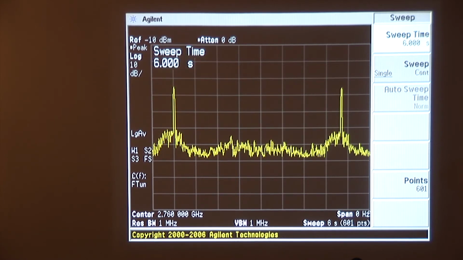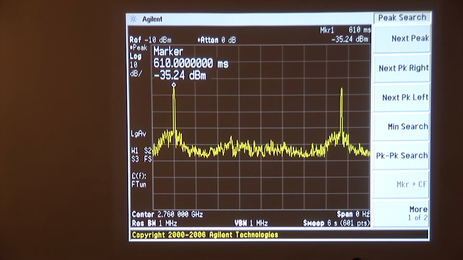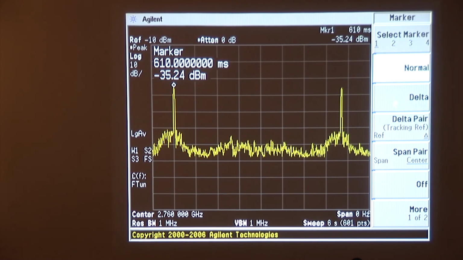Now we'll get its rotation time so that we can note it in our measurement notes, and for that we turn on a marker function. We go to peak search here, and then we go to marker delta, and then we find the next peak over, and the rotation interval turns out to be 4.61 seconds. So we would note that.